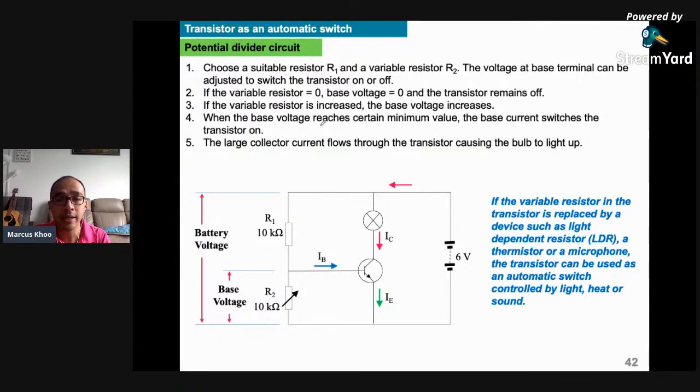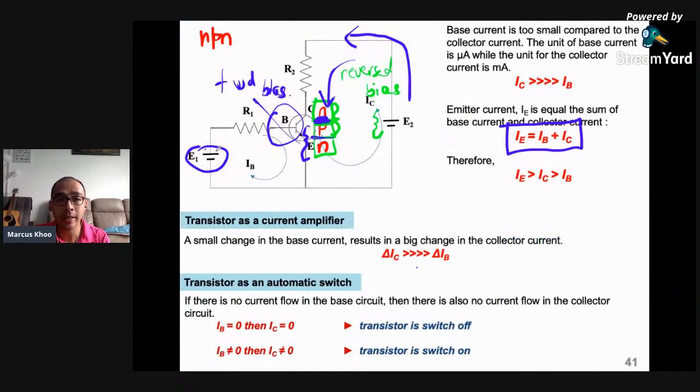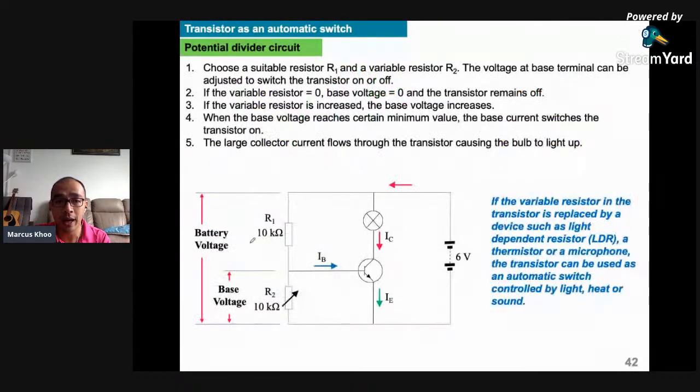Now over here, we have another setup. But notice that this time, compared to this one, there is no battery supplied over here. On the base circuit, there is no battery supplied. All you have is just a varying resistor, a variable resistor, a resistance that can change.